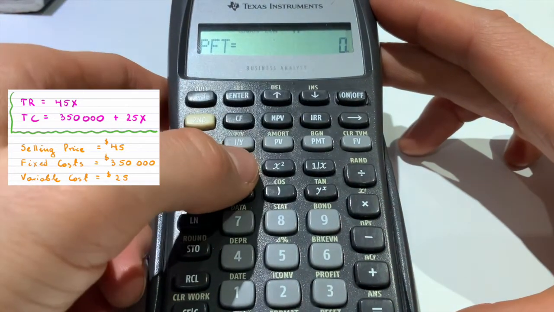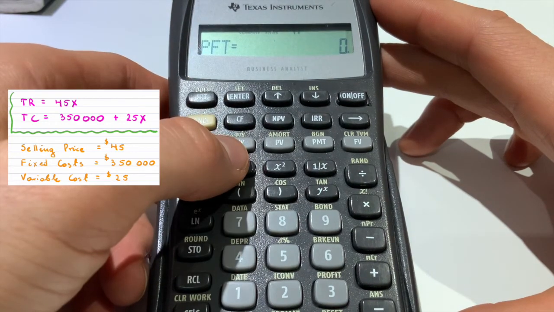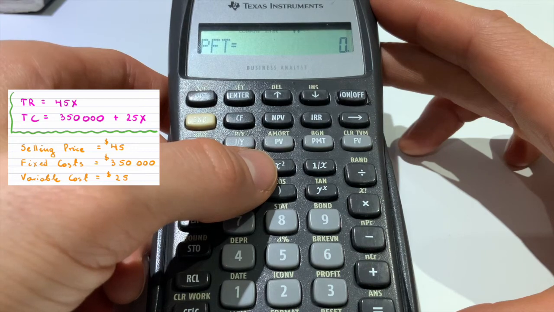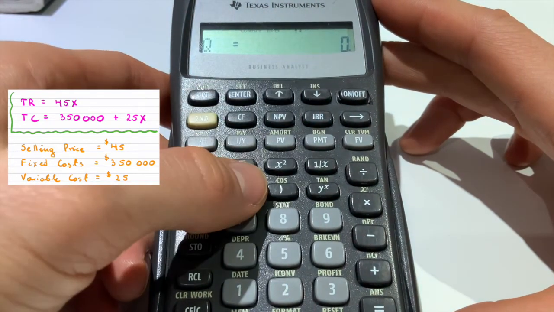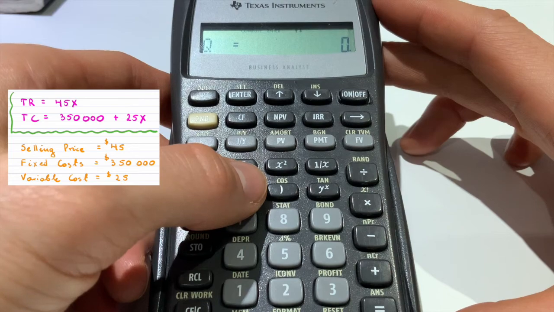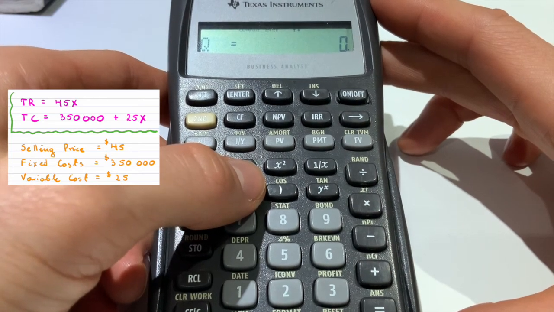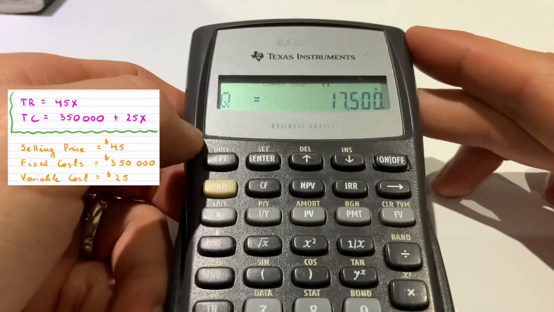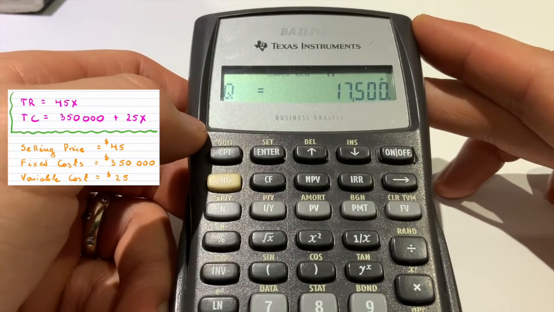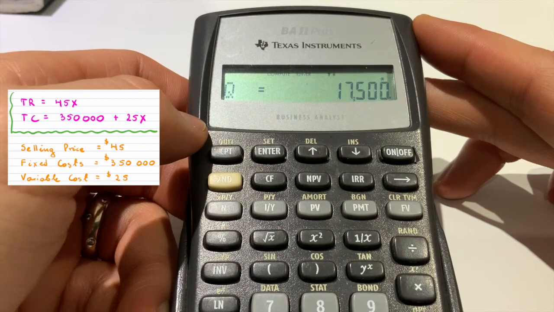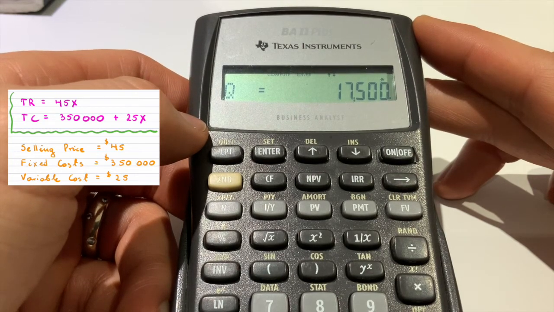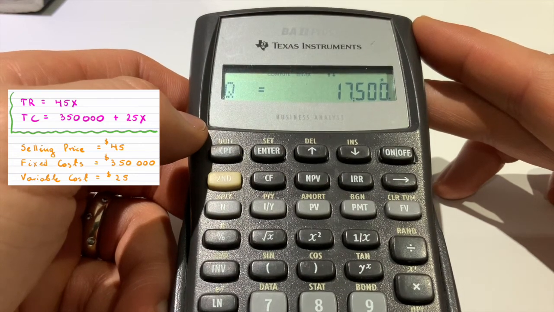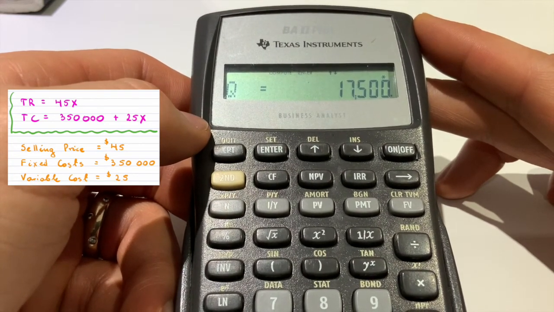Now we scroll down. Profit is already at zero, so we don't have to do anything. If you wanted to make a profit, you could change that. Scroll down. Now Q, that's what we want to know, so all we have to do is hit the compute button. Once we compute, it gives us the answer. In order to break even, so that total revenues and total costs are equal, we need to sell 17,500 units.